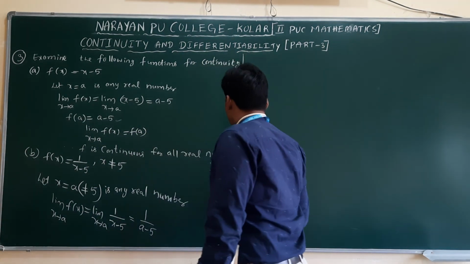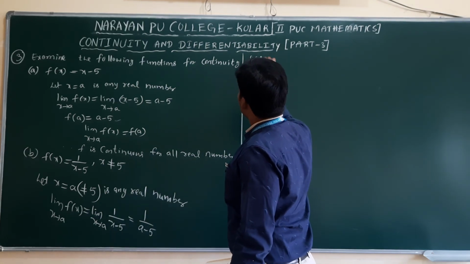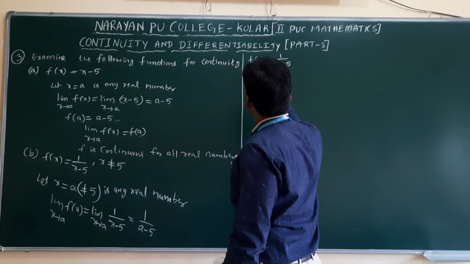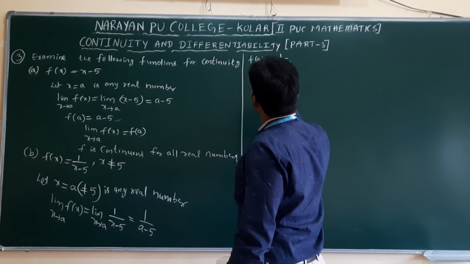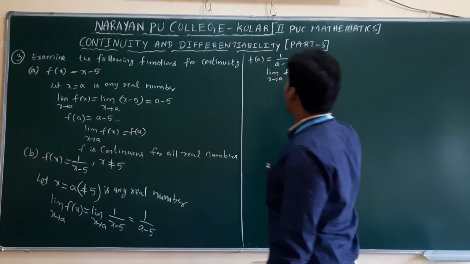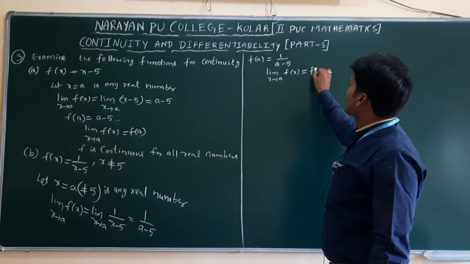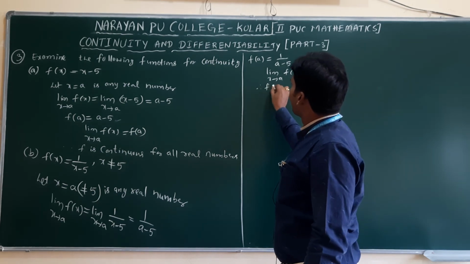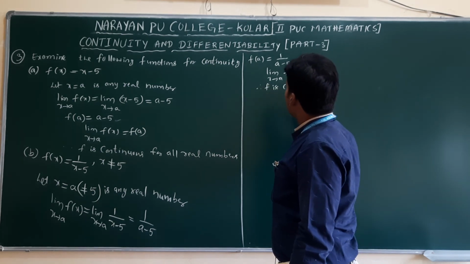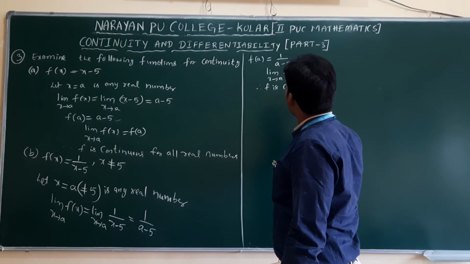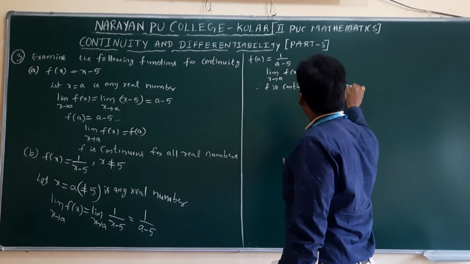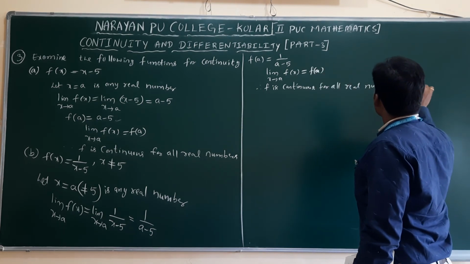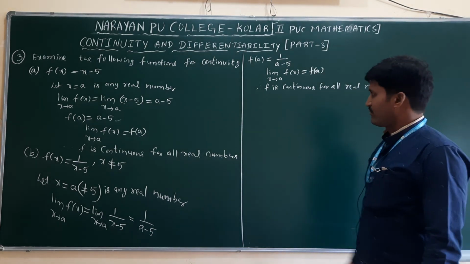Now next we find the function value. Directly substitute in the function, that is 1 by a minus 5. Again, which values are equal here? Limit as x tends to a of f of x equals f of a. Therefore, f is continuous for all real numbers except x is not equal to 5.